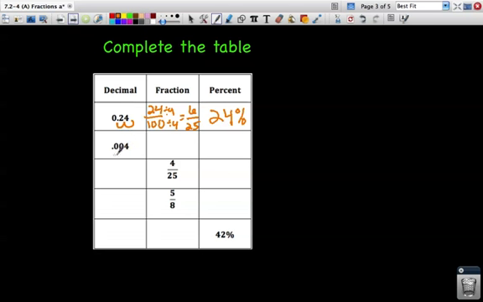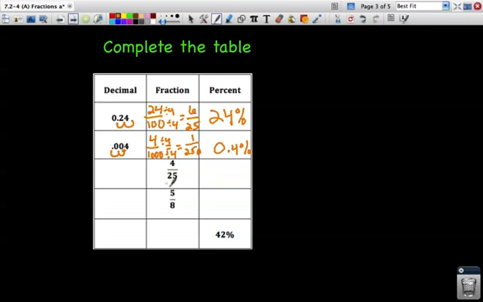Next one, 4 thousandths. This is another way of saying 4 thousandths, the proper way. So if I write that as a fraction, it's just 4 over 1000. And let's divide by 4, and I will get 1 over 250. Now, 1 over 250 is not easily converted to a percentage, so I'm going to go over to my decimal, move it over twice, plop it right there. So now I have 0.4, or just 0.4%.